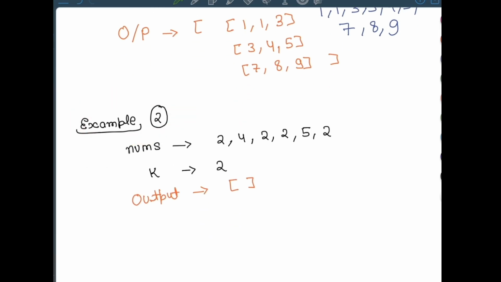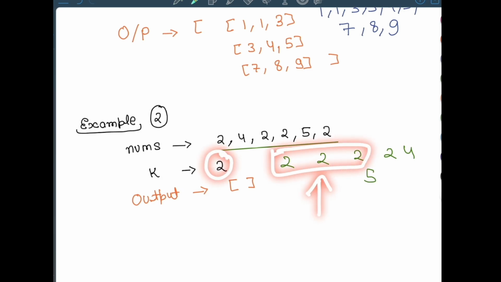We first need to sort our data. This is our data. After sorting, this is going to be 2, 2, 2, 2, 4, and 5. The first three elements are 2, 2, 2, right? Now the value of k is 2.